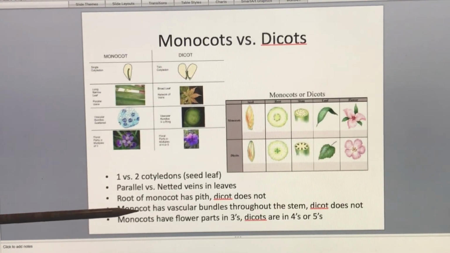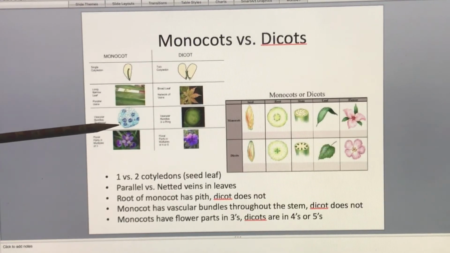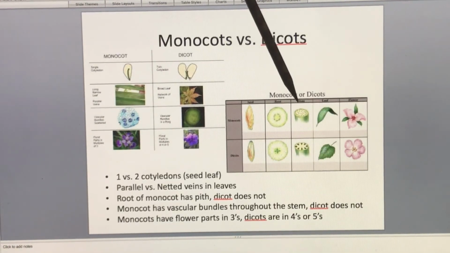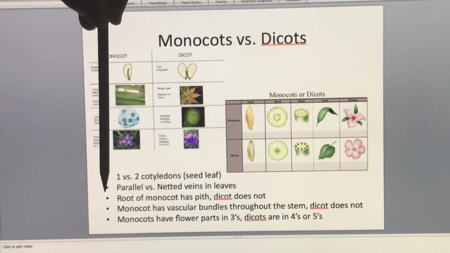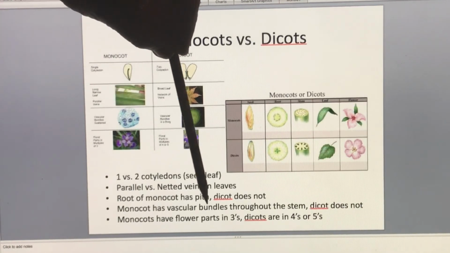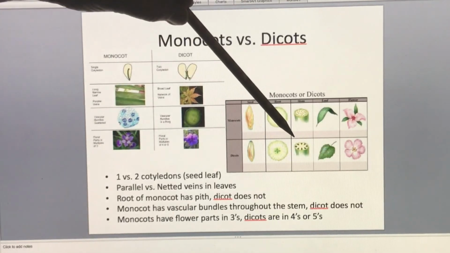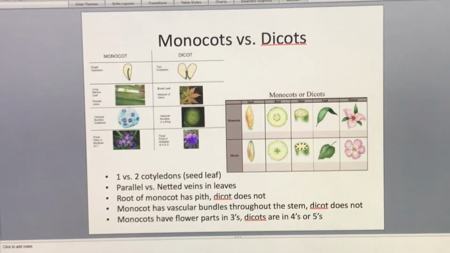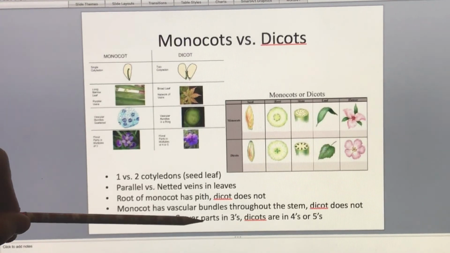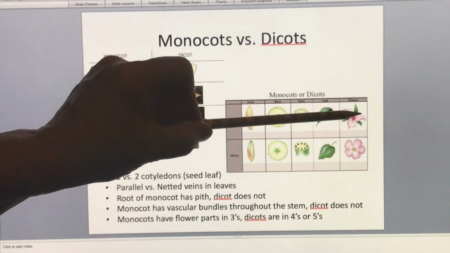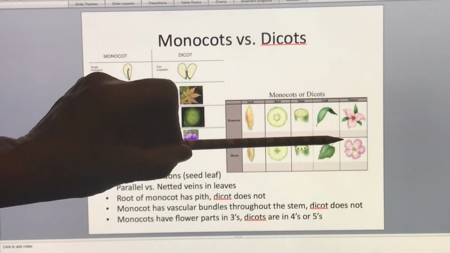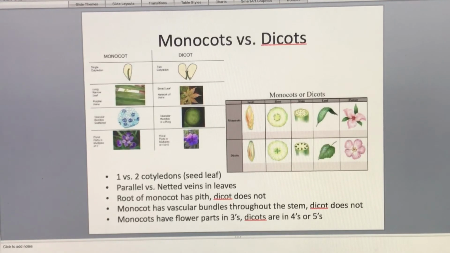The monocot has vascular bundles, which you can see on here. Well, I should say they both have some vascular bundles, but the monocot has them throughout the stem, so the pattern is throughout the stem, whereas the dicot has it in a different type of arrangement. And monocots, interestingly, have flower parts in threes, so you see the three petals here, whereas the dicots have petals in fours or fives, in that pattern.